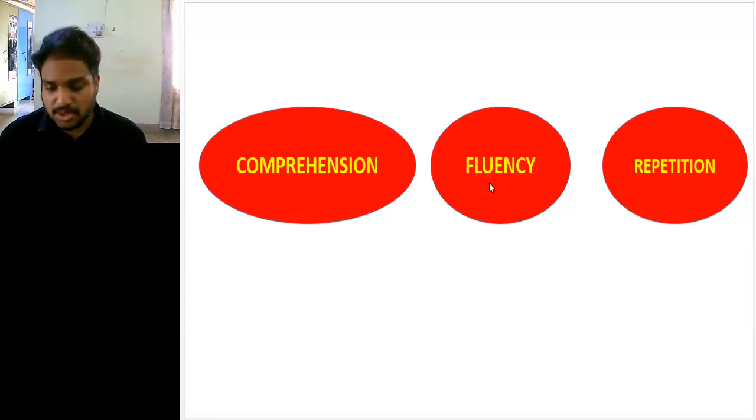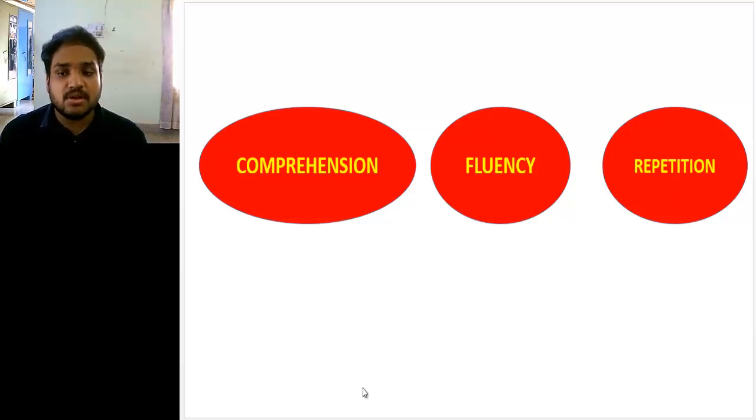So that is Broca's aphasia. This type of speech is called a telegraphic speech. Using minimal words he will speak, right? Because comprehension is normal, fluency is impaired, right? And repetition is also impaired. So repetition is impaired in case of both Wernicke's as well as Broca's aphasia.